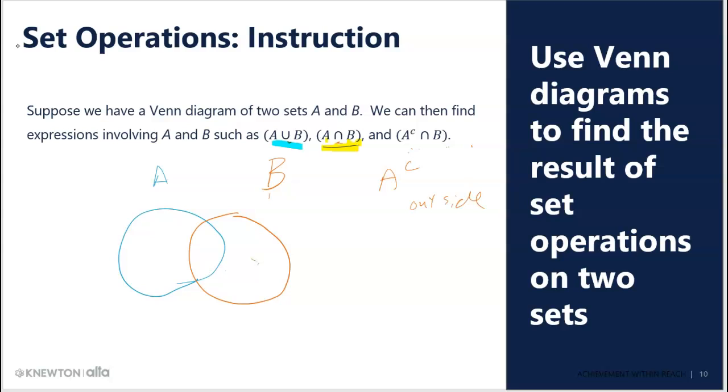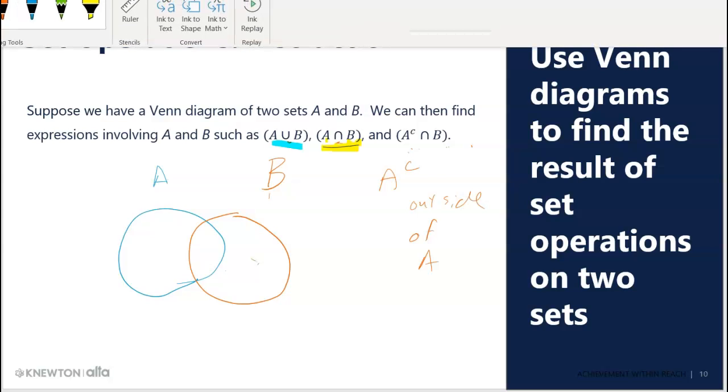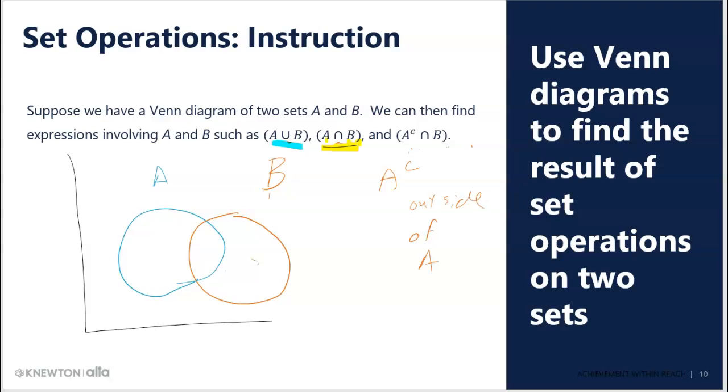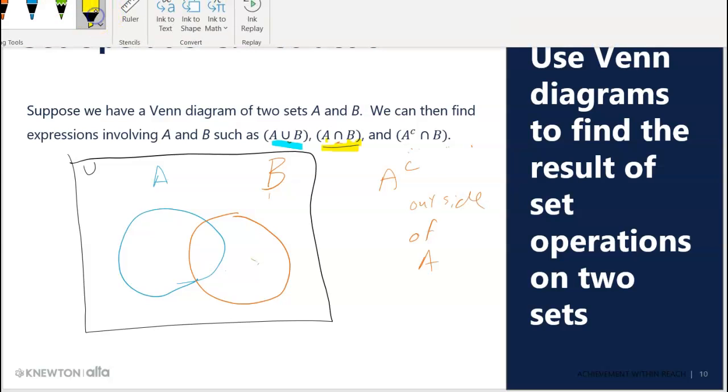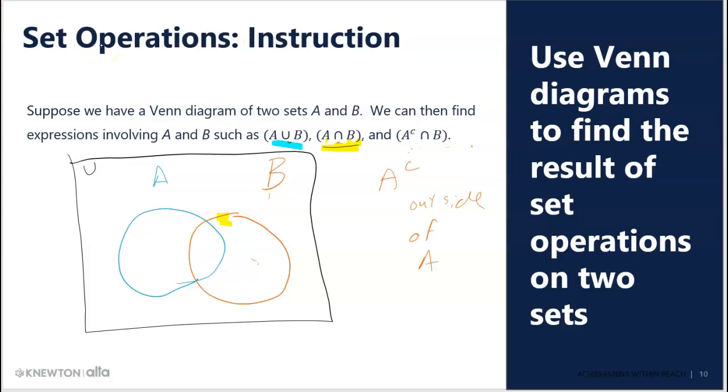Now, what this hasn't shown is the universal set. I'm going to draw in the universal set here. I am drawing a rectangle that is my universal set. So anything in this rectangle is in the universal set. So A complement is everything outside of A. So A complement would be everything, including stuff outside of B.